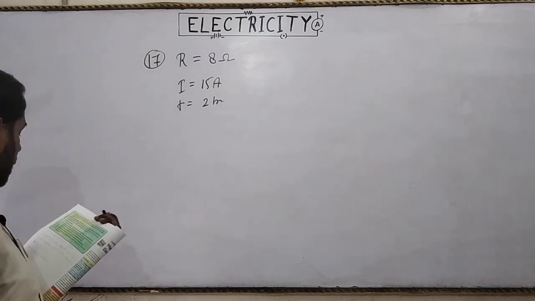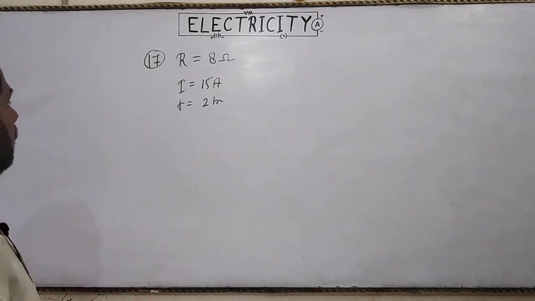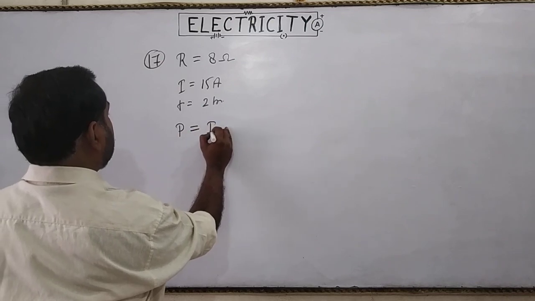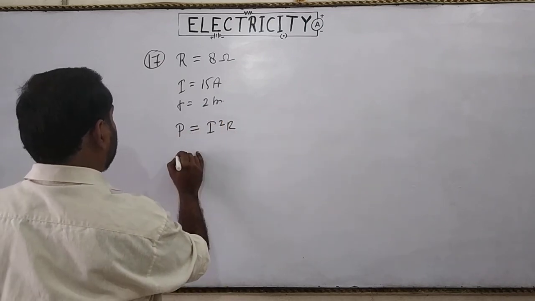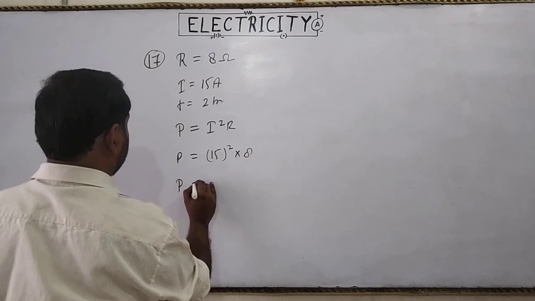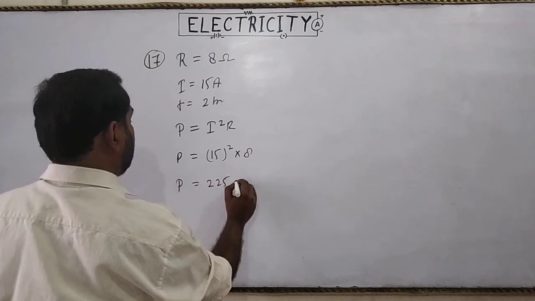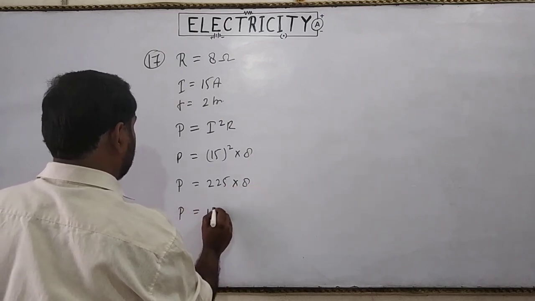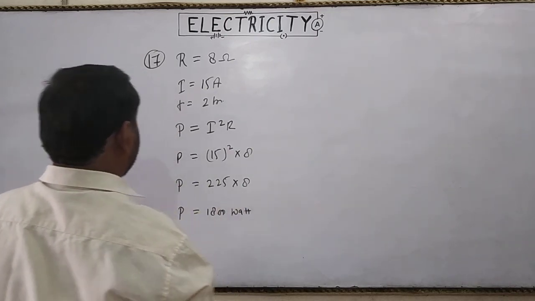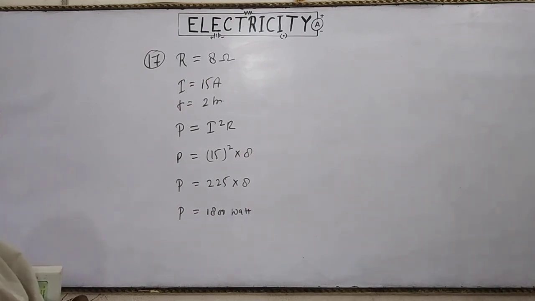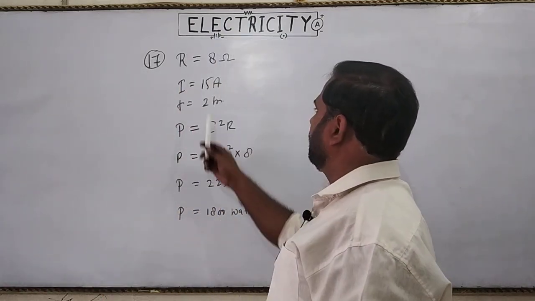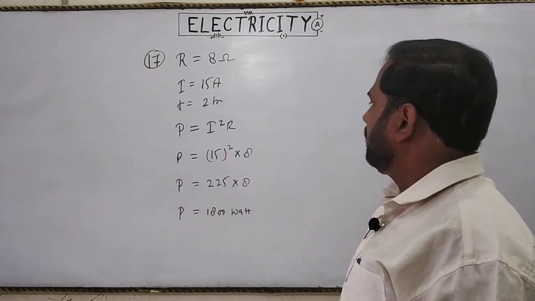Now we have to find out the rate at which the heat is developed. We know the rate at which heat develops is power, and the formula of power is P is equal to I square into R. So P is equal to, we put the values, 15 square into 8. 15 square is 225 into 8. It will give us the power 1800 watt. So students, the answer will be 1800 watt when the resistance of the electric heater is 8 ohm and the current drawn is 15 ampere. Now question 17 is ended here.